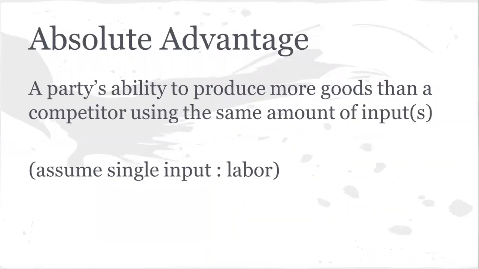Now, what is absolute advantage? It is a party's ability to produce more goods than a competitor using the same amount of inputs. Suppose there are two countries, country one and country two. Country one is producing more output than country B, or country two, by using the same amount of inputs. We can take the input as anything. For the time being, we are taking the input as labor.